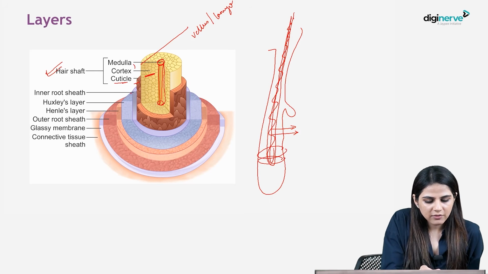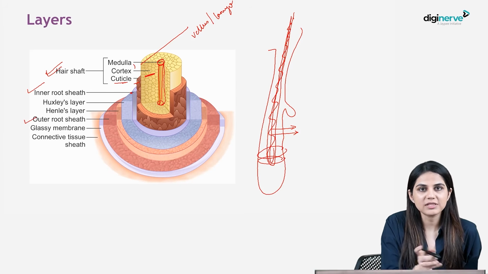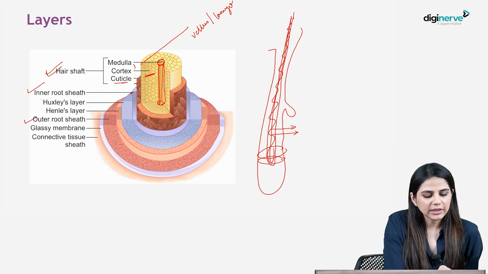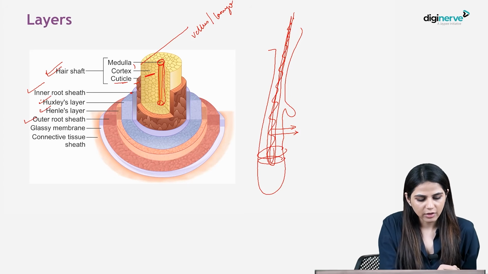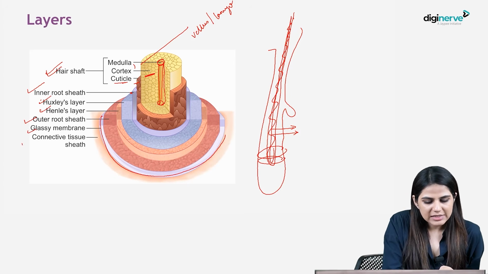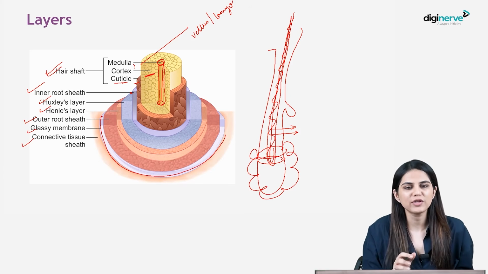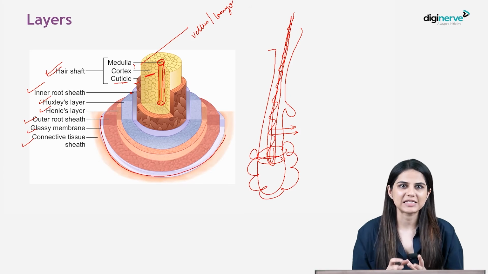The inner one is the inner root sheath. The outer one is known as the outer root sheath. Between the inner and the outer root sheath are the Huxley and the Henle layer, followed by the glassy membrane here, and this entire hair follicle is surrounded by the connective tissue, which keeps the hair follicle in place and anchored.